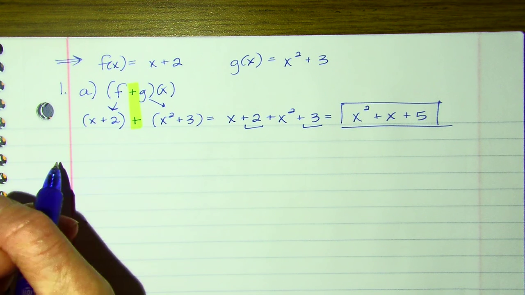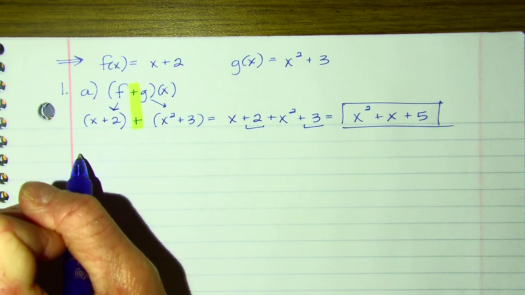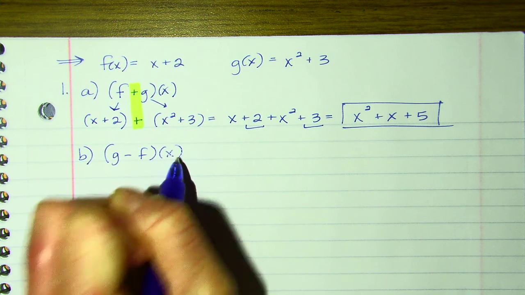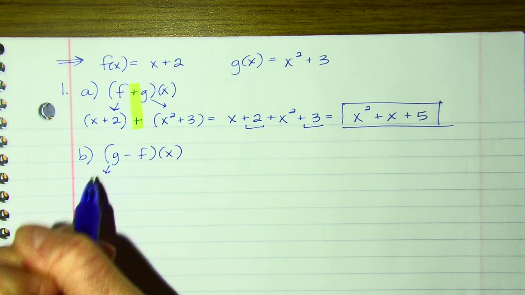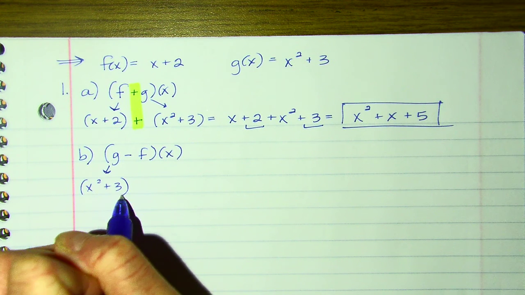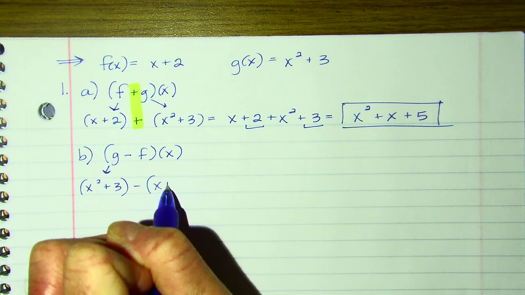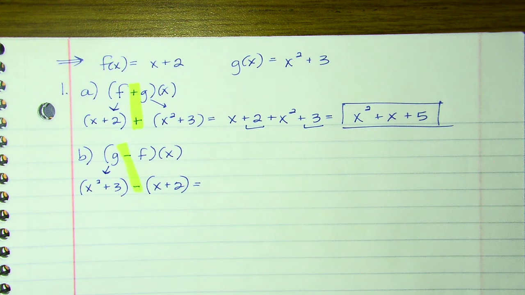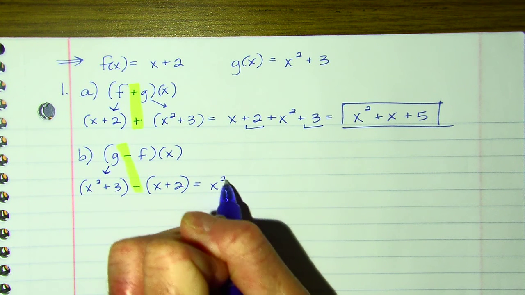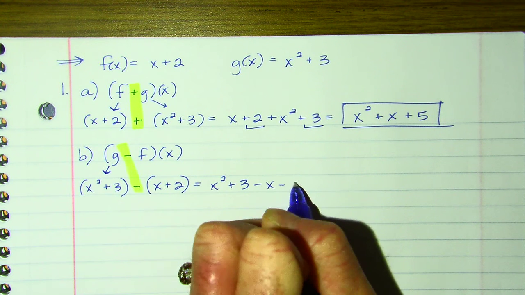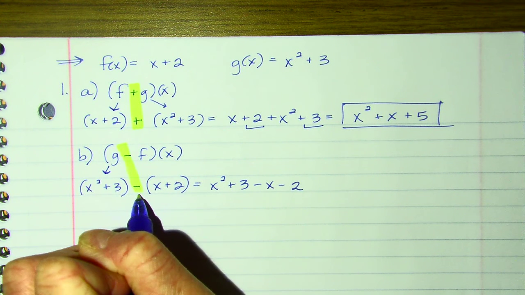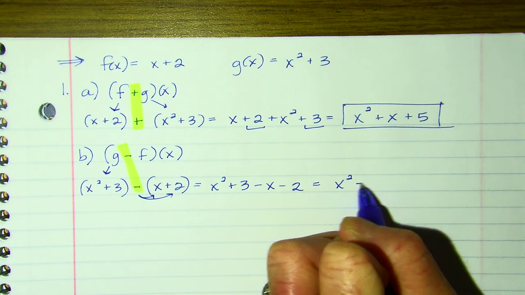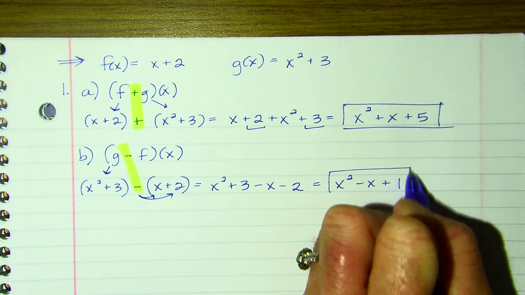All right, number 2, part B. If I had g minus f of x, make sure we write this. I'm going to start with the function of g, which is x squared plus 3, minus the function of f, which is x plus 2. Notice I carried that sign down. So when I write this, I'm dropping the parentheses, but it becomes negative x minus 2 because that negative sign affects both. And then I'm going to write this in proper order. So x squared minus x plus 1. Okay.